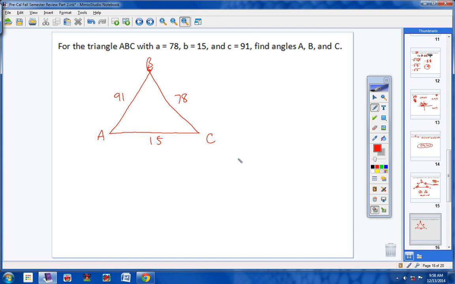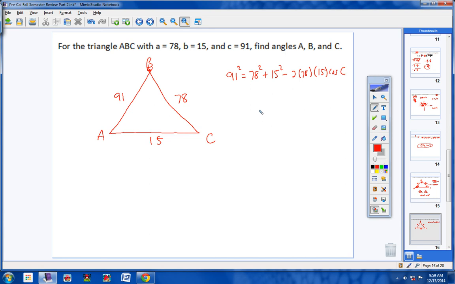Well, the largest angle is always going to be across from the longest side. My longest side is 91, so my largest angle is C. So I'm going to solve for C first, okay? So here we go. 91 squared equals 78 squared plus 15 squared minus 2 times 78 times 15 cosine of angle C. Okay? Now let me grab my calculator real quick here.